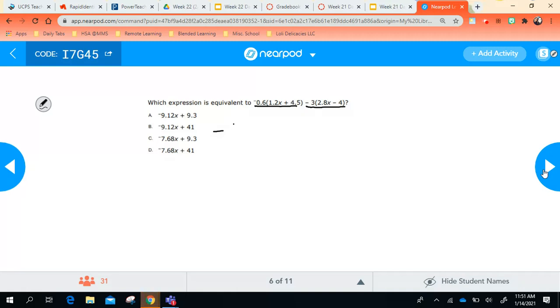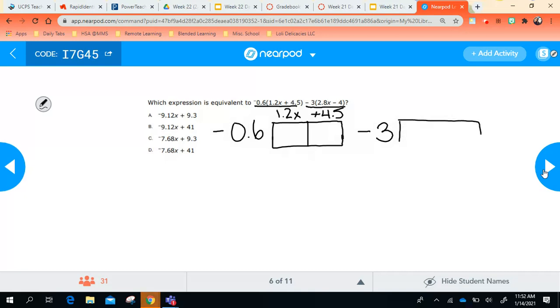So you have negative 0.6, then you have your box. I have 1.2x above the first section and plus 4.5 above the second. Then I'm going to go ahead and do minus 3, my second box, 2.8x minus 4. Remember, when you rewrite it, you need to rewrite it with the sign in front of the number.